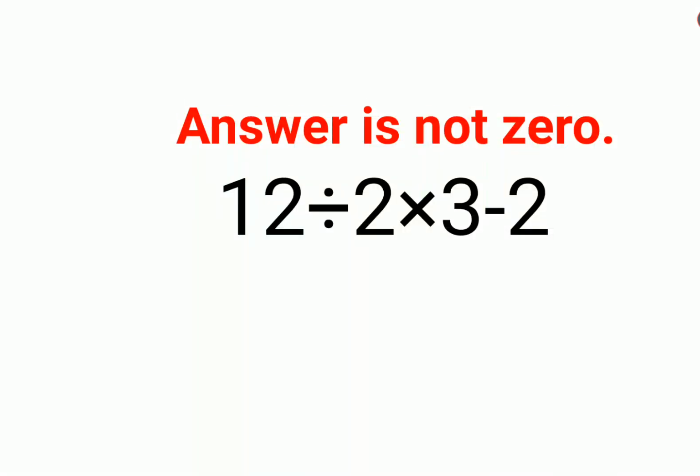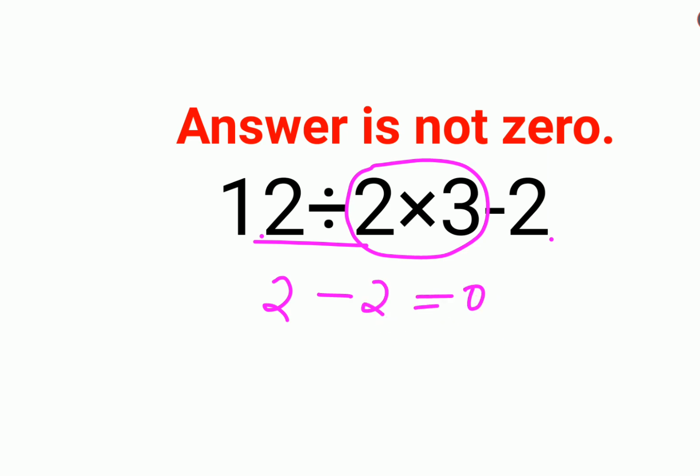Welcome everyone. Today, a lot of people think that the answer for this one is 0. Why is that? Because they divide what? 12 divided by 2 into 3, they do first. So they get 2. Then we are left with 2 minus 2, and the answer comes out to be 0, which is absolutely wrong.